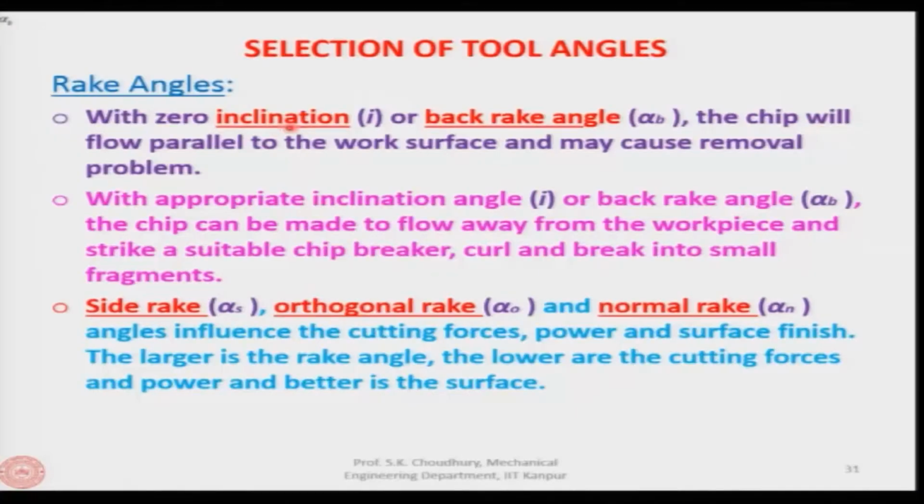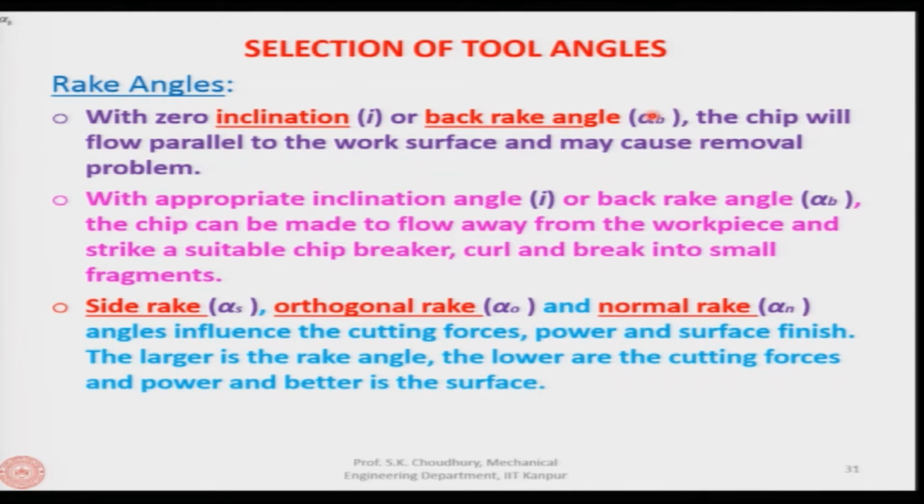So the chip removal problem will be solved if we have certain values of the inclination angle or back rake angle. If they are zero, the chips will flow parallel to the workpiece surface and it will not be possible to remove them. Disposing of chips is a big problem in machining, because otherwise they will entangle with the tool and the workpiece, scratch the already machined surface, and spoil the surface finish of the workpiece.